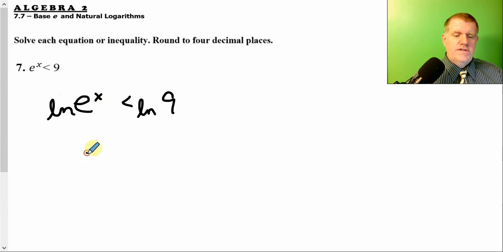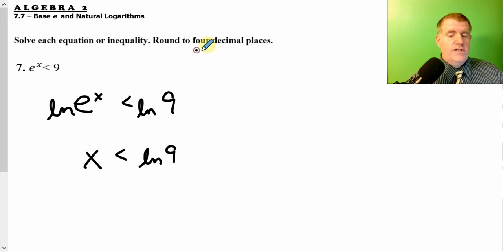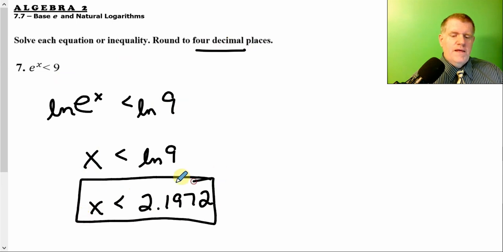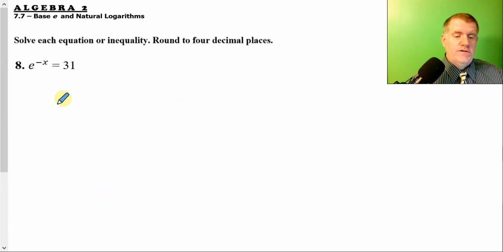These are left, or I'm sorry, these cancel. I'm left with x is less than the natural log of 9. Now, you got to do your calculator. To get the 4 decimal places, you got to type that thing in the calculator. Just type natural log of 9, and what you get is 2.1972. That's how we solve the equations. Let's just keep rolling through.